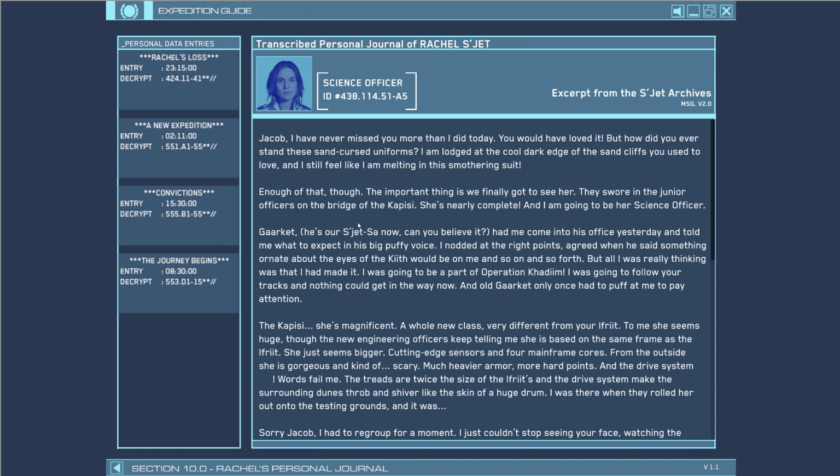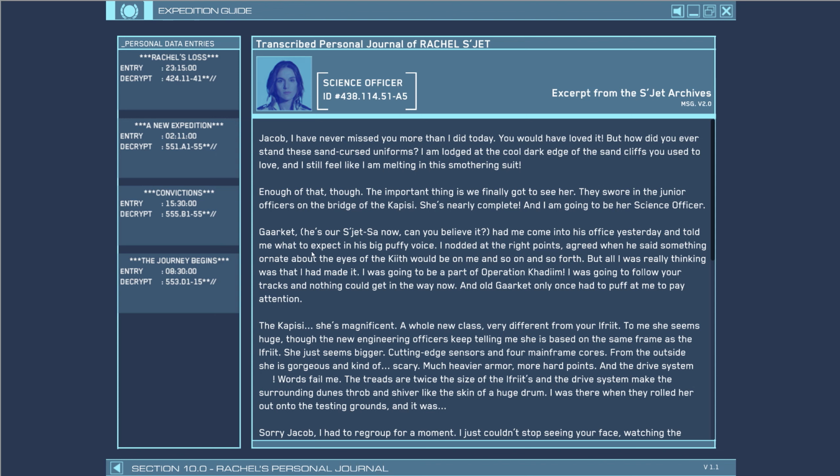They swore in the junior officers on the bridge of the Capisi. She's nearly complete, and I'm going to be her science officer. Garquette, he's our Sujet Saw now. Can you believe it? Had me come into his office yesterday and told me what to expect in his big puffy voice. I nodded at the right points, agreed when he said something ornate about the eyes of the Kith would be on me and so on and so forth.